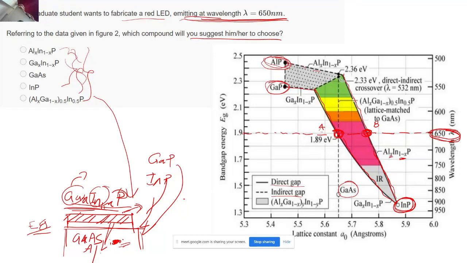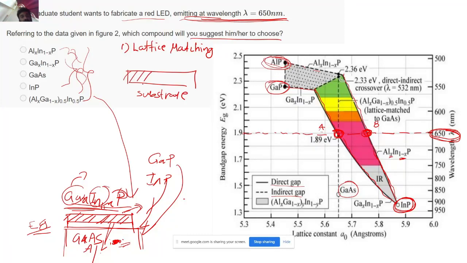So now, first of all, what should be the conditions? The first thing is that there should be a good lattice matching, right? What do I mean by this lattice matching? Let's say I take a substrate, and on top of that I am growing an epitaxial layer. The lattice constant of this epitaxial layer that I will be growing, and the lattice constant of this substrate, should be closely matched with respect to each other, right? If they are very far, then what are we going to get?